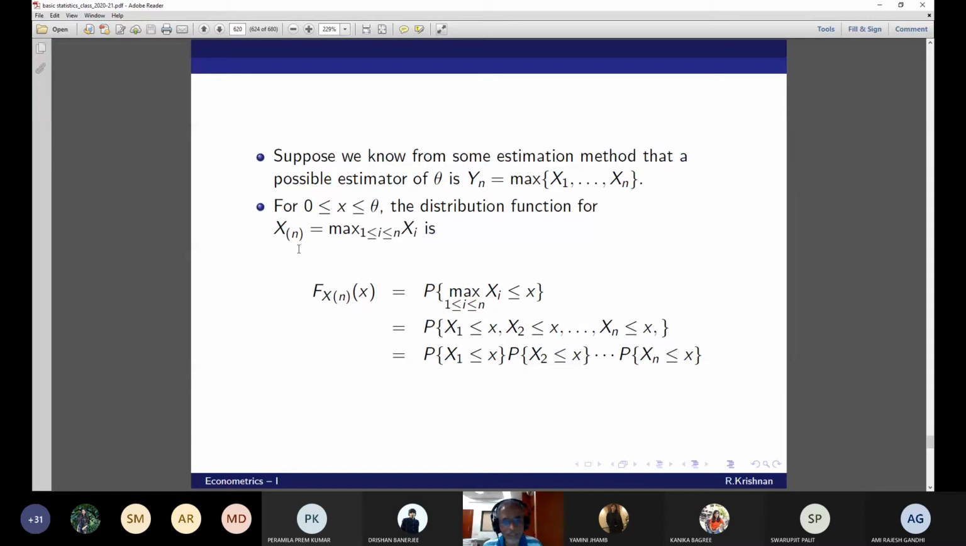Now, the maximum X(n), the order statistic, will be the maximum of X_i, i between 1 and n. So what will be the distribution? F_{X(n)}(x) is the probability that the max of X_i is less than or equal to x. This can be written this way, and this can be written this way because of the independence.